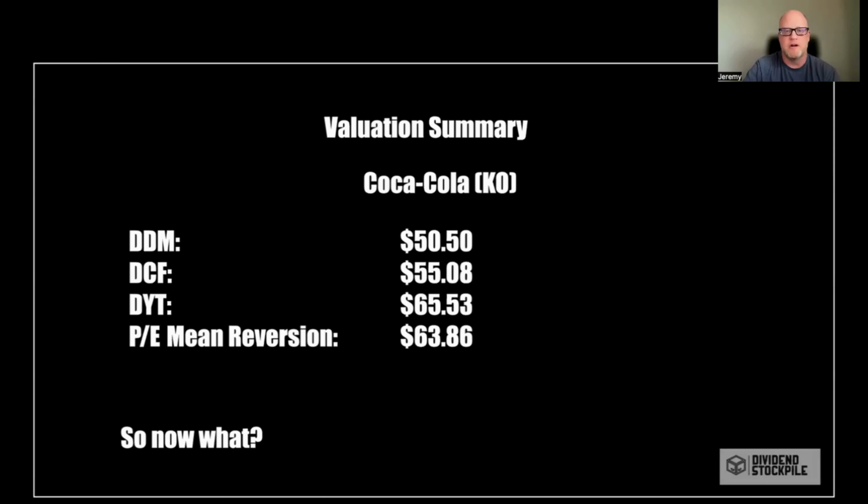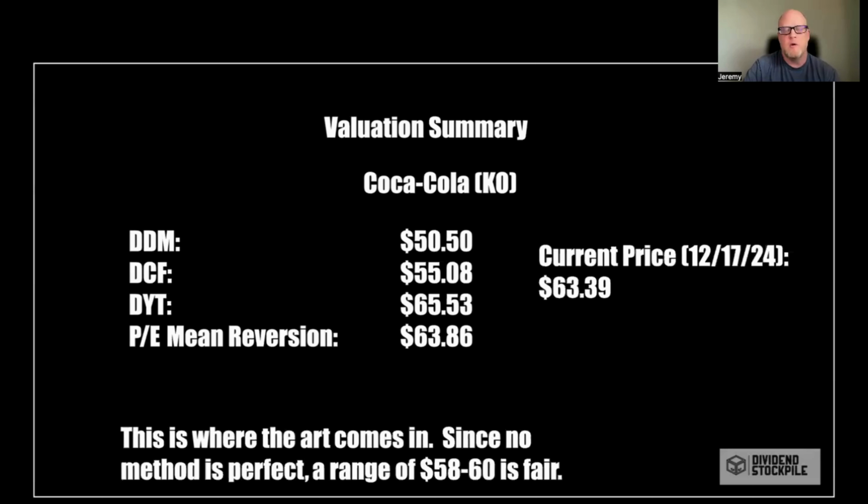Well, this is where the art comes in. There's no one exact method that works best, so you have to determine which of these four models is most accurate or most likely for your particular company. Something like Coca-Cola that's been paying dividends for a long time, maybe something related to the dividend makes more sense, so either the DDM or the DYT. But it's really up to you. You can take an average of all four. You can estimate based on which ones you think are most important.